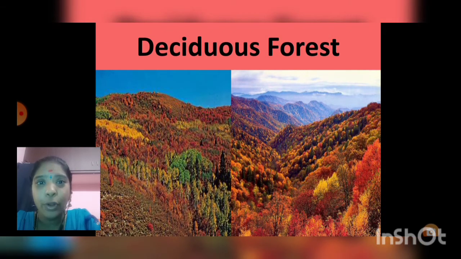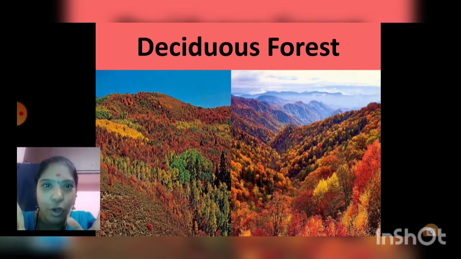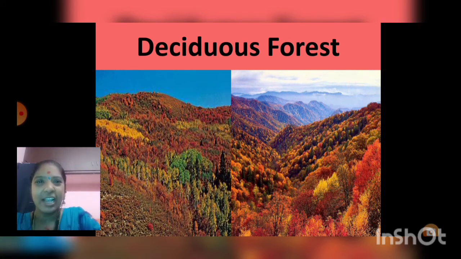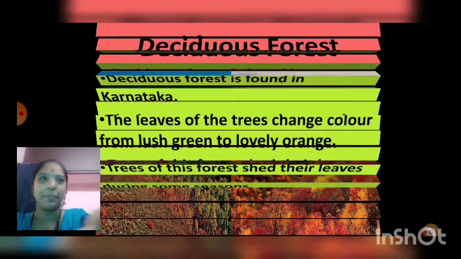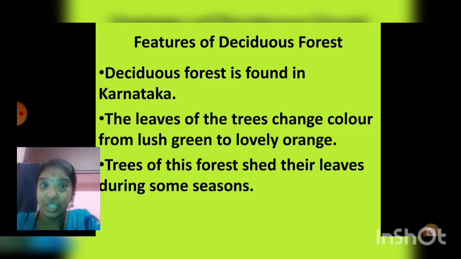Yes. Now you can see the next type of forest. It's a deciduous forest. It looks amazing. I hope you all want to go to the deciduous forest. Even I like to go to deciduous forest. Features of deciduous forest. It is found in Karnataka. If you go to Karnataka, you can find deciduous forest.